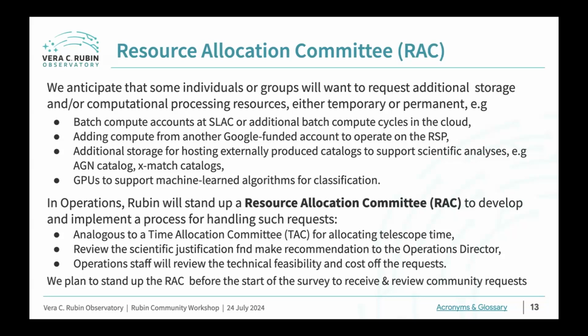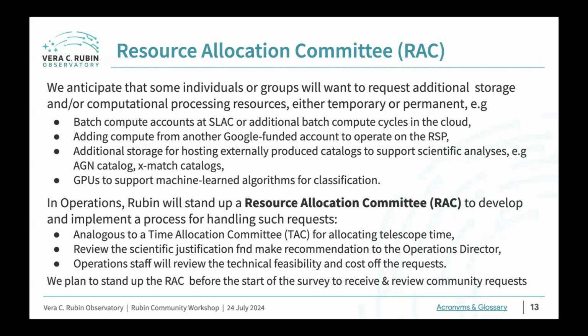Related to that is, of course, we've also heard from people about adding compute from, say, another Google-funded account to operate on the RSP. So you've got your research funds and you want to bring credits to the data and supplement what we're able to provide you with additional credits. What's the process for that?